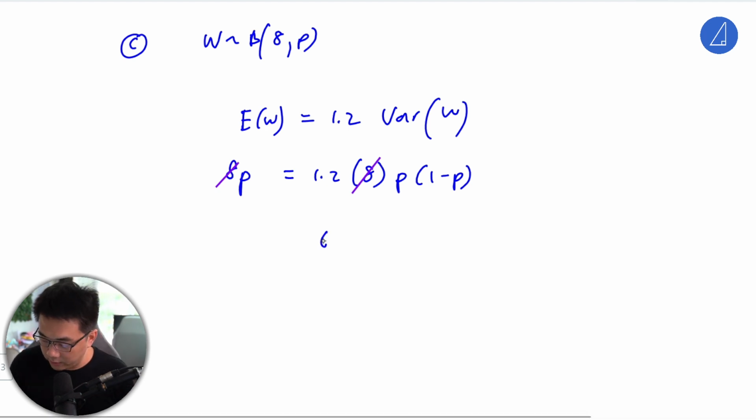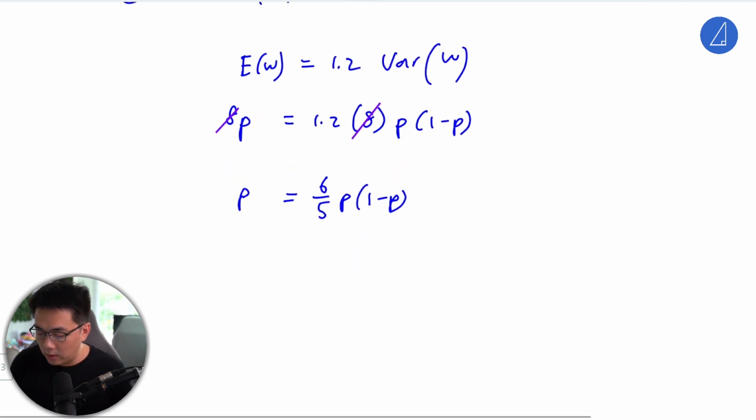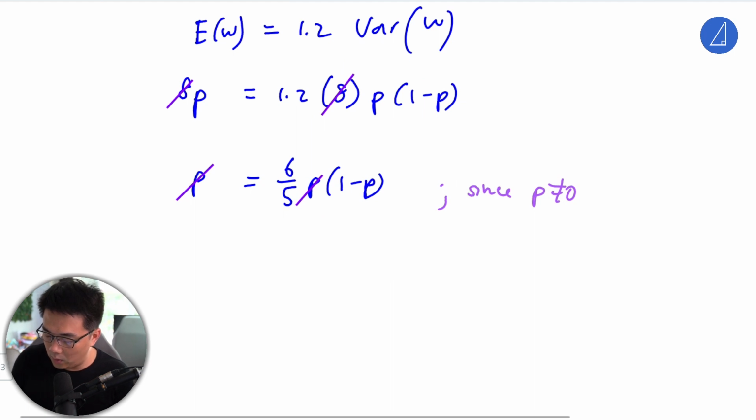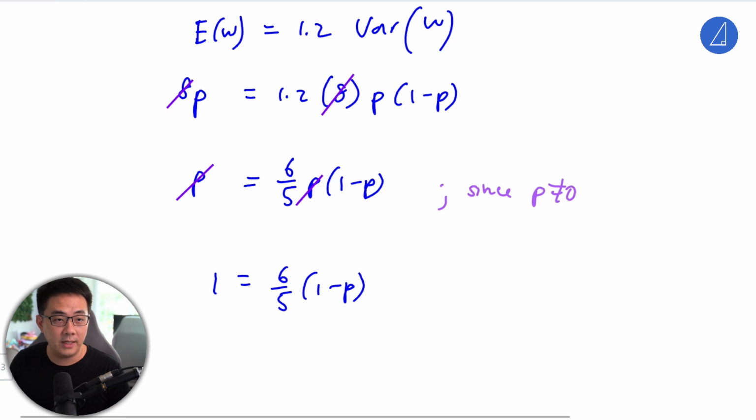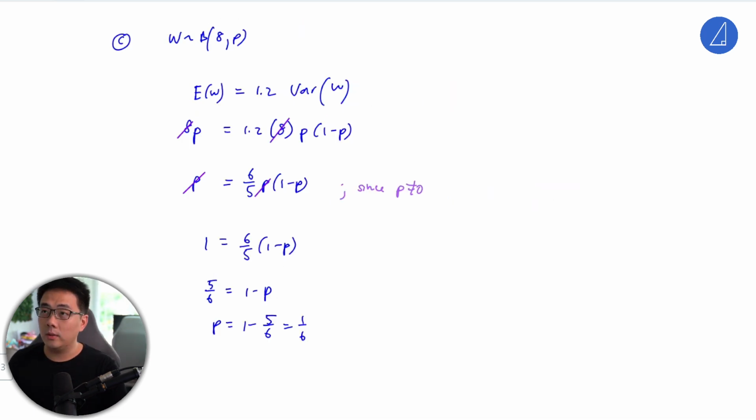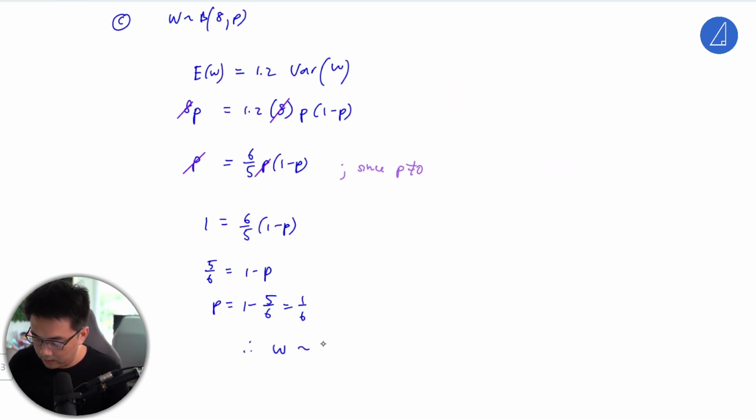So of course this is 6 over 5 p(1 minus p). Obviously, try not to cancel the p. Actually we could cancel the p out because p may not be 0. So note that p is not equal to 0, so I could just cancel it out. Then that will be 1 equals 6 over 5 (1 minus p). Just rearrange and find this p here. So done. We found that hence W will just be binomial (8, 1 over 6).